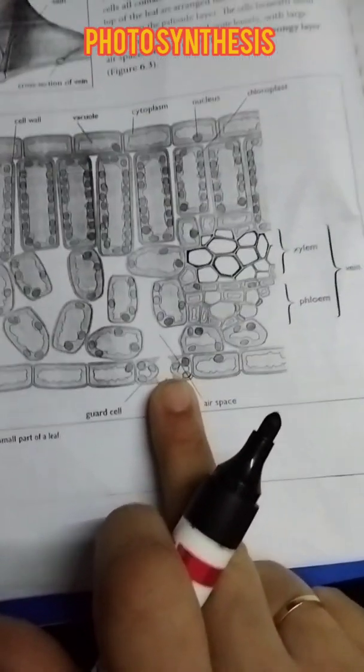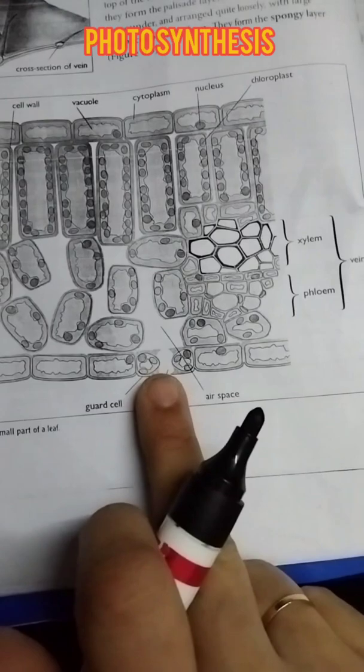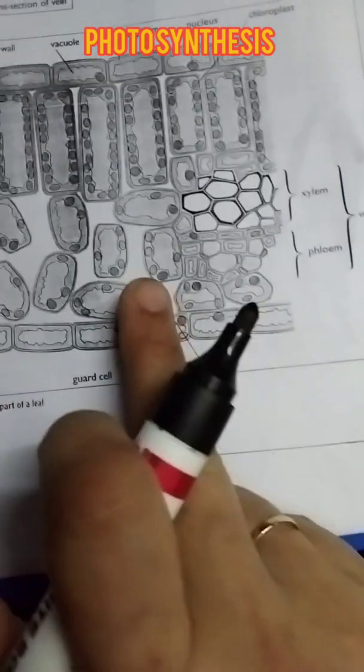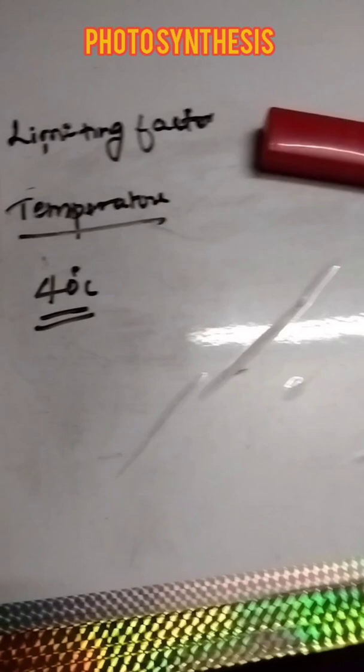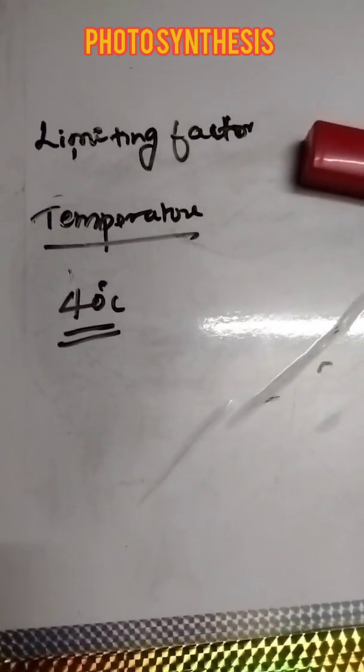So the guard cell will close if the temperature is more. If the guard cell is closed, it will not access the carbon dioxide, right? So that's why excess temperature is also not good for your photosynthesis. Okay, excess temperature is also not good for your photosynthesis. These are the limiting factors.